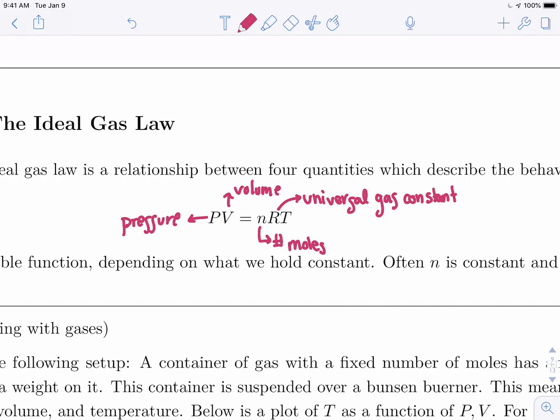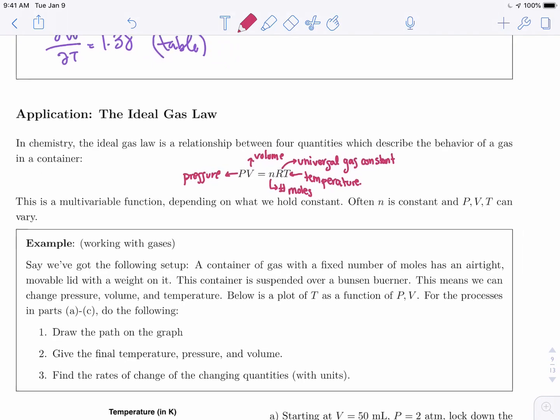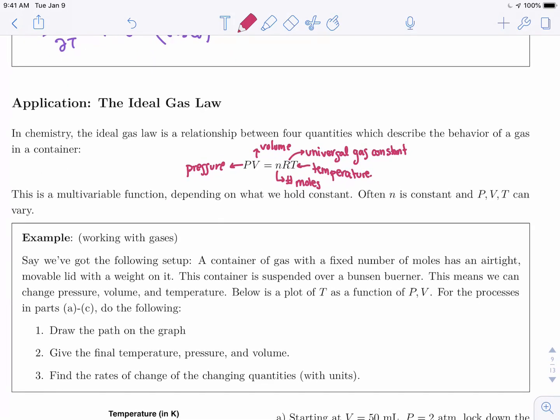So again, just a number. And T is our temperature. So this is definitely a multivariable function. It can have a ton of variables. Often we're going to have some things that are constant, definitely capital R, and usually probably N. I'm going to keep the number of moles consistent. I'll probably then allow P, V, and T to vary. So from here, what we're going to do is think about working with our partial derivatives.